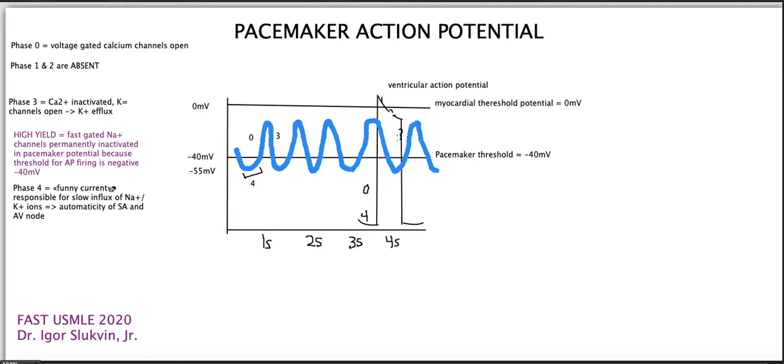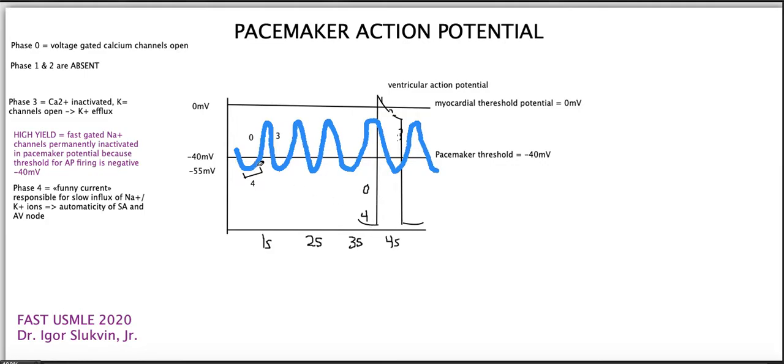So in phase 4, we have what's called a funny current. It's responsible for the slow influx of Na plus and K plus ions, which account for the automaticity of the SA and AV node. So these leak slowly to control the heart rate. They are unlike in the ventricular, where they need to get to the positive threshold quickly. They leak slowly, one, because you don't need a super fast heart rate, whereas you need a good contractility.